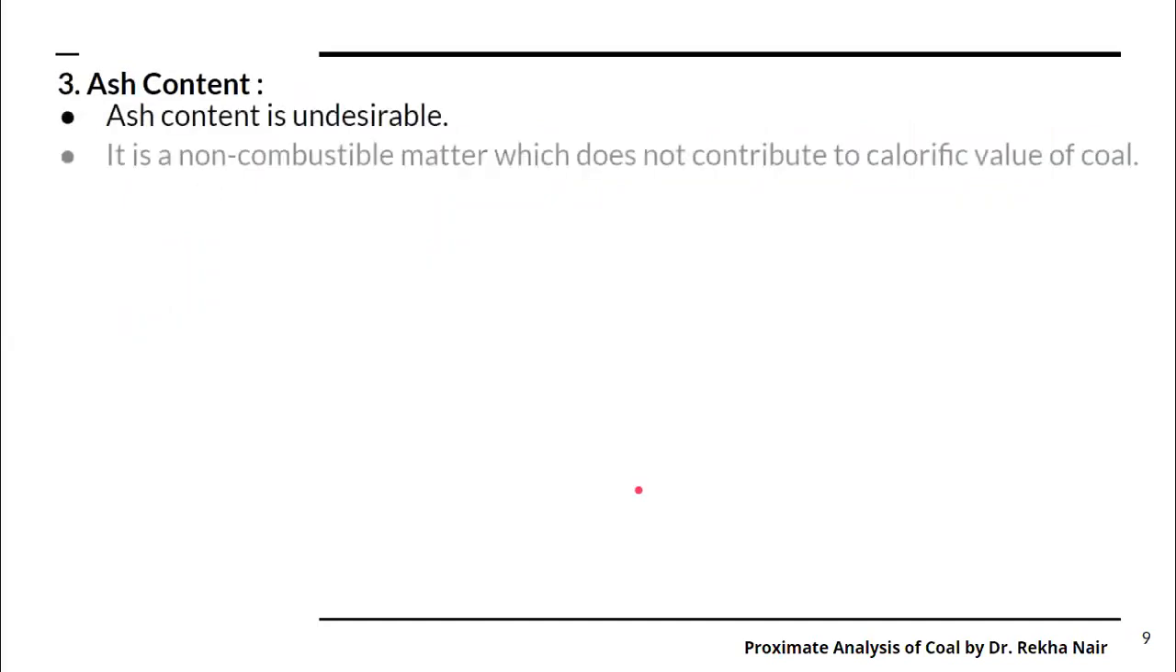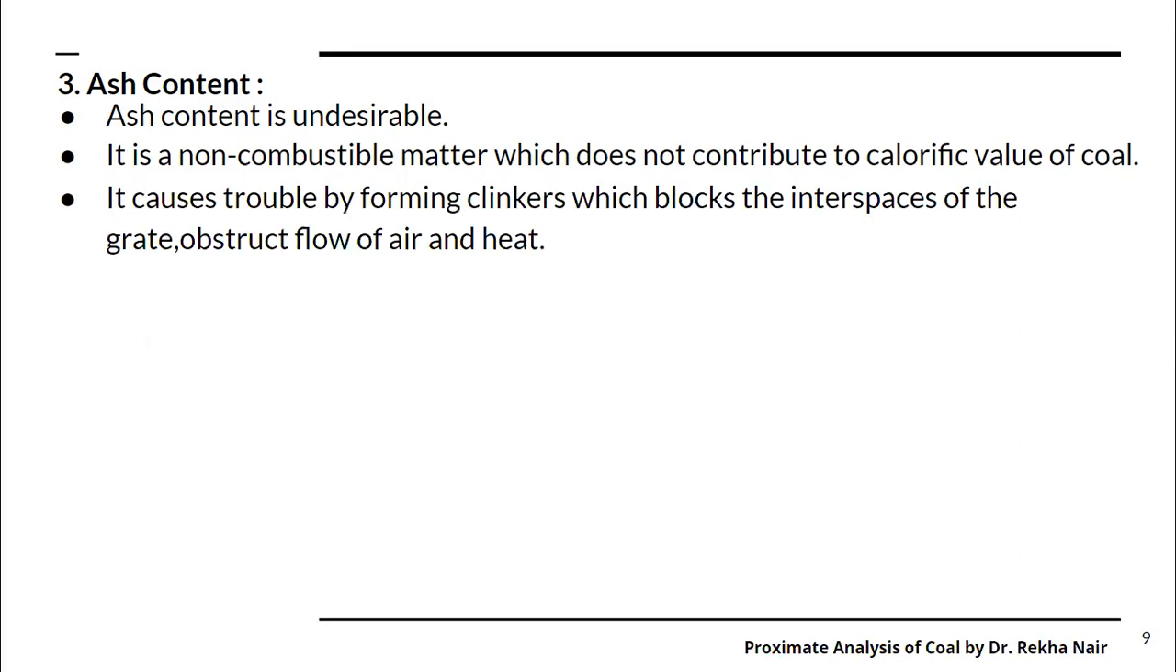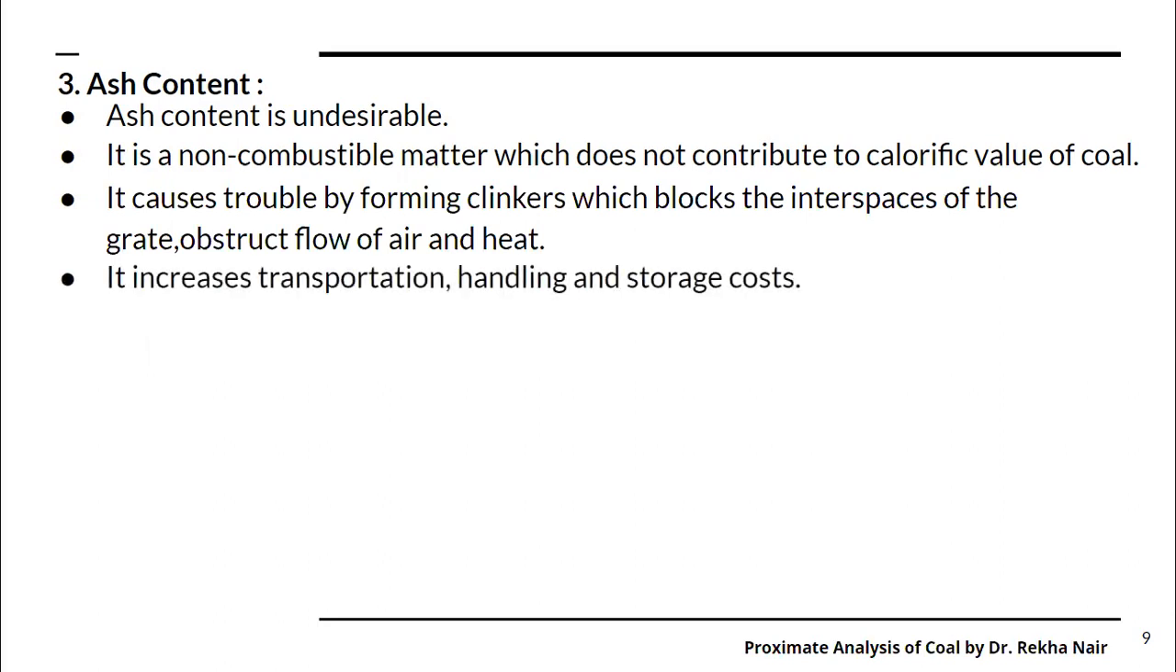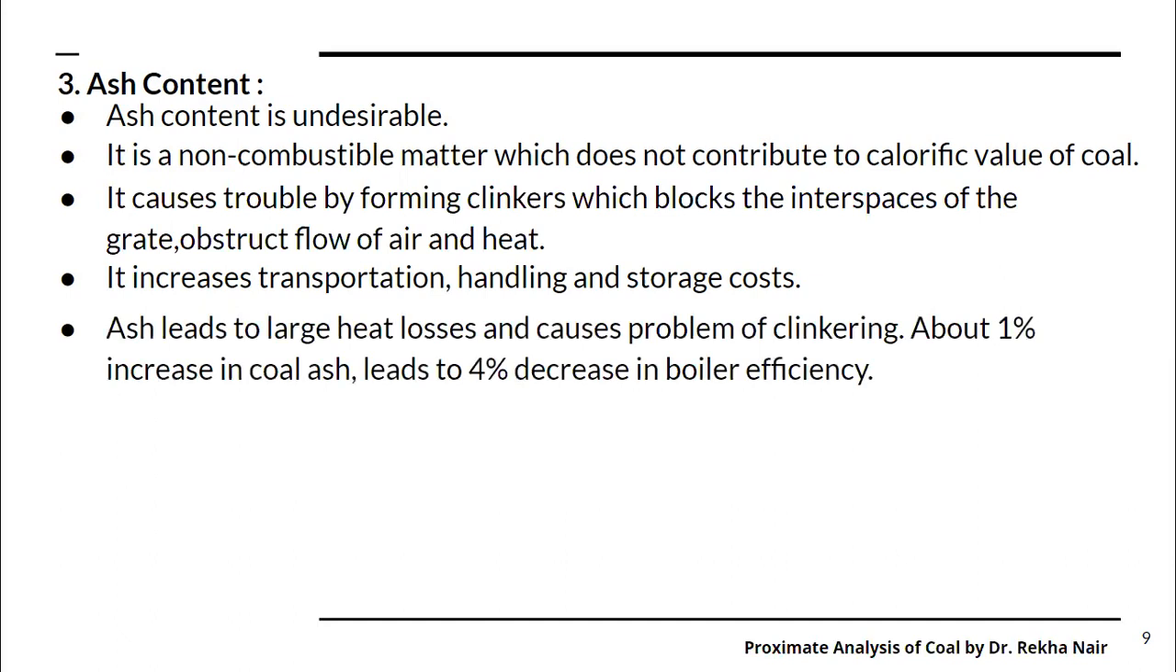Next is ash content. Ash content is undesirable because it is non-combustible matter and does not contribute to any calorific value of the coal. It causes troubles by forming clinkers. It blocks the interspaces of the grate. It obstructs the flow of air and heat also. It increases the transportation cost, handling cost, and storage cost. It even leads to large heat losses and causes the problem of clinkering.